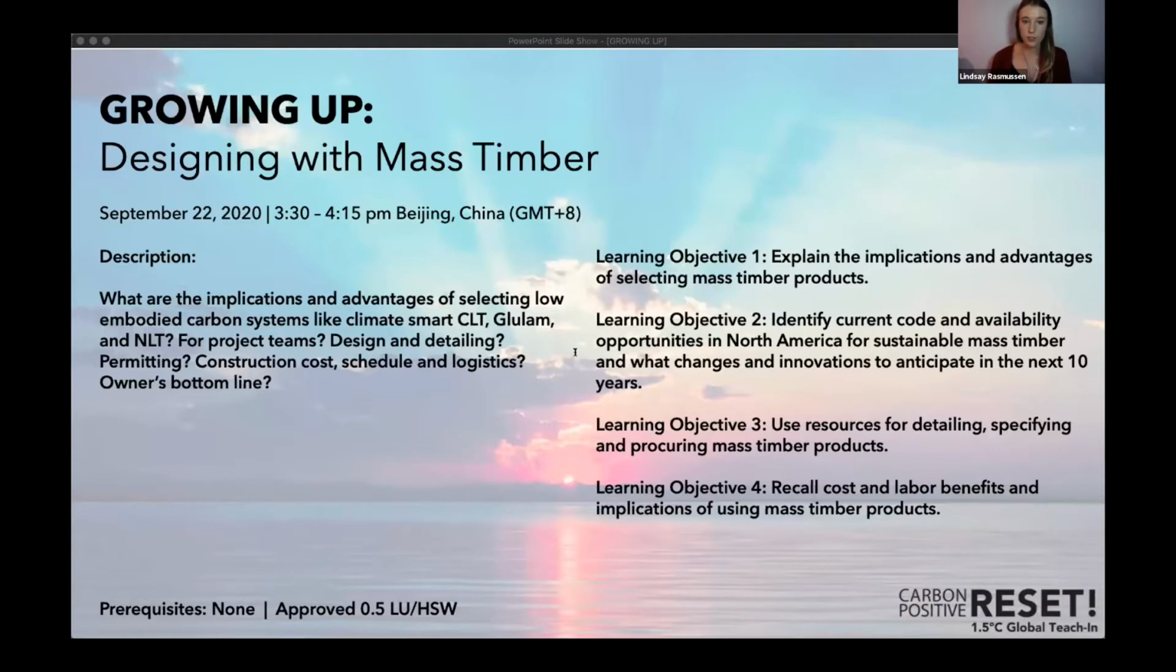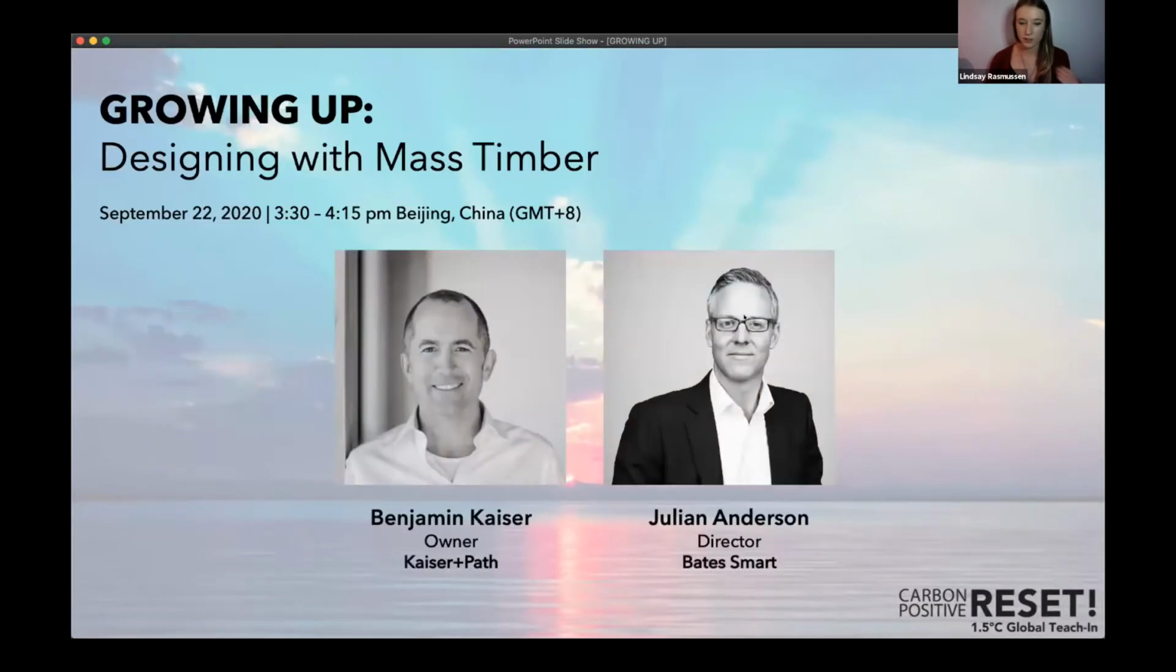Following Julian, we'll hear from Ben Kaiser, owner of Kaiser and Path. Ben brings a unique perspective to urban development, informed by over 20 years of serving as the owner, developer, architect, and general contractor on his projects. He is committed to mass timber construction, and his firm has designed and built the tallest CLT structure in the United States, Carbon 12. He and his partner in the company are co-authors for the Mass Timber State of Industry annual report as well. So with that, I will go ahead and hand it over to Julian.